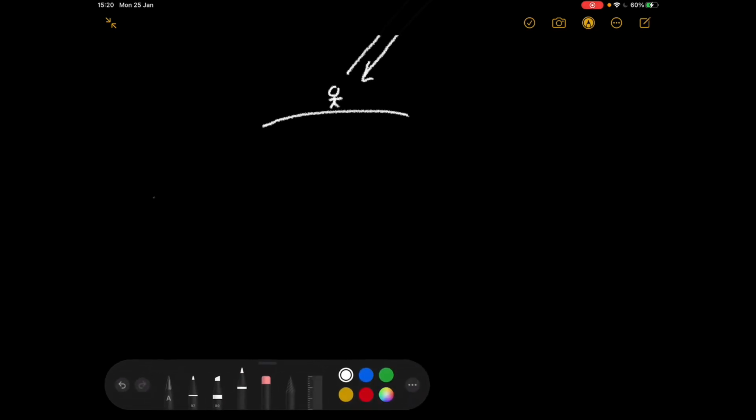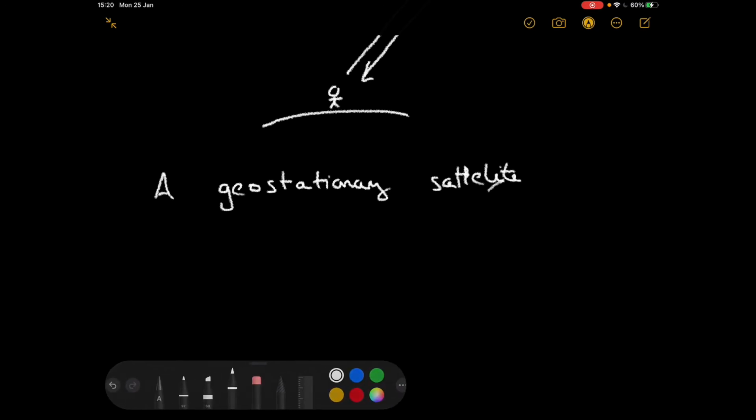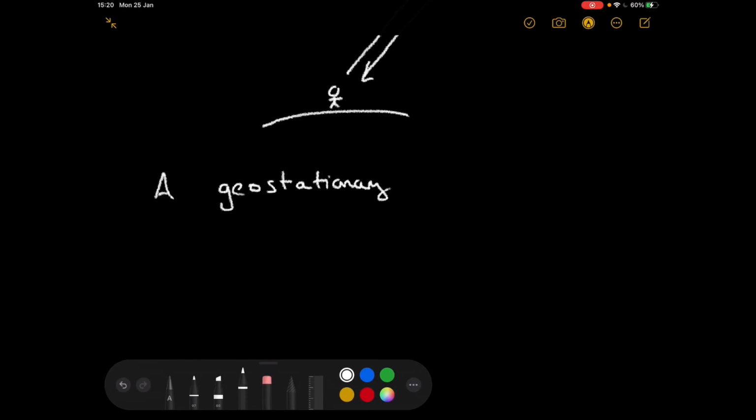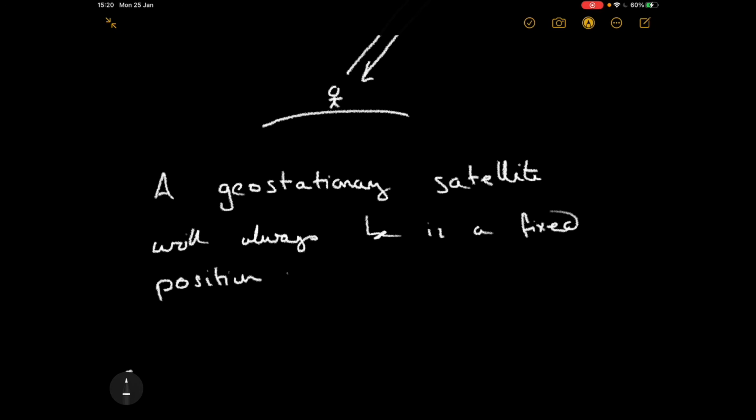So a geostationary satellite will always be in a fixed position in the sky.